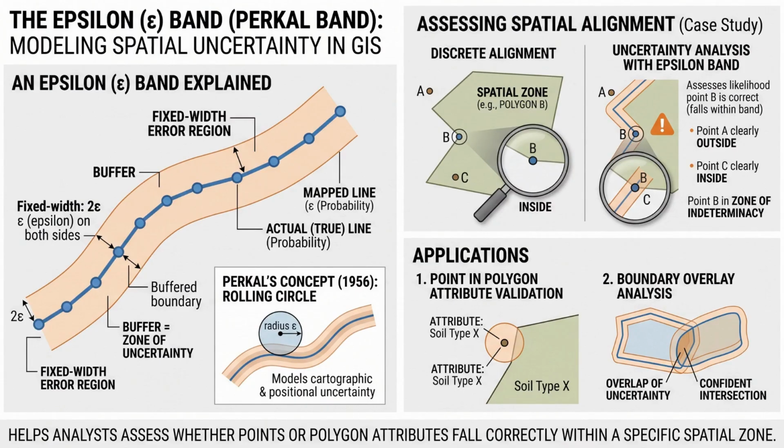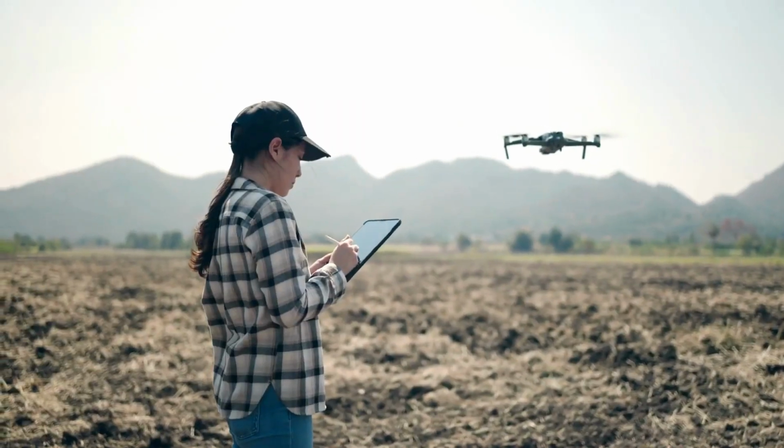A wide band means high positional uncertainty. Okay, that makes sense. So fuzzy logic and epsilon bands are great for acknowledging how messy the world is. But eventually, a decision maker is going to ask, is this map accurate or not? They always do. Right. So when we need hard validation, when we actually have to check our work against reality, what tools are we using?